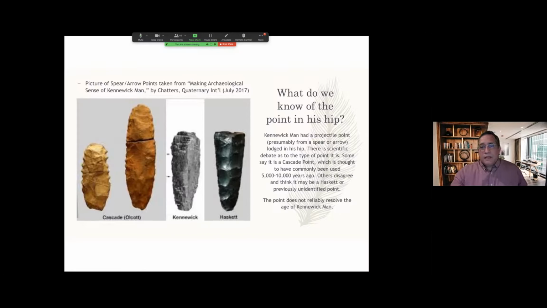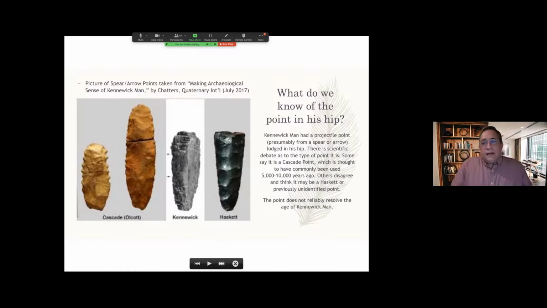Also, something that Paul had mentioned before is true too, which is that even if it were a Cascade point, which was commonly used 5,000 to 10,000 years ago, it doesn't mean that that was when Kennewick Man was hit with it, because points can be used later and have been picked up and used in later years and later times. So it doesn't necessarily point to the time frame either.